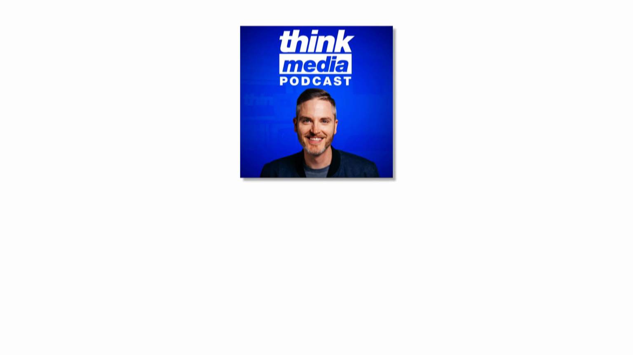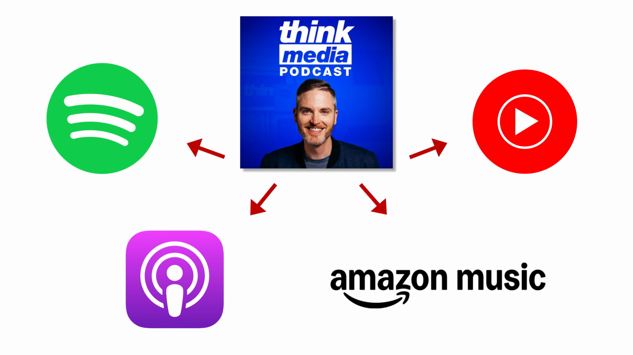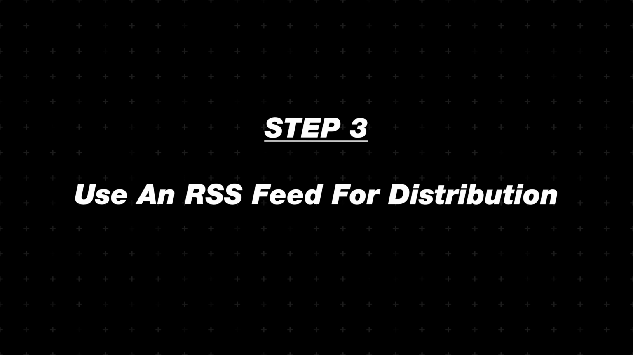Ideally, at this point, you'd be ready to record your first few podcast episodes and get those uploaded to your hosting site to get them prepped for distribution. So now that your hosting site is dialed in, this brings us to step 3, which is we need to distribute our show to platforms like Spotify and Apple Podcast and Amazon Music, etc., by leveraging an RSS feed for distribution. So what's an RSS feed?